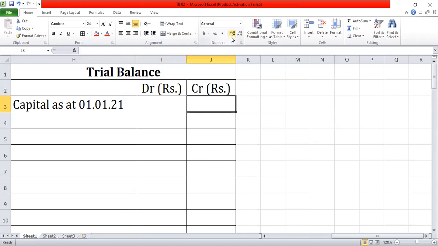Now, tell me, what is the category of capital? Capital is equity. The value is 250,000. In which column should we record it, the debit column or the credit column? Very good. Record the balance of the capital account, 250,000, in the credit column. Why? Capital is equity. The balances of equity accounts are recorded in the credit column.